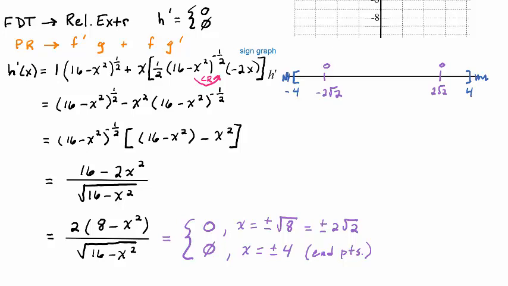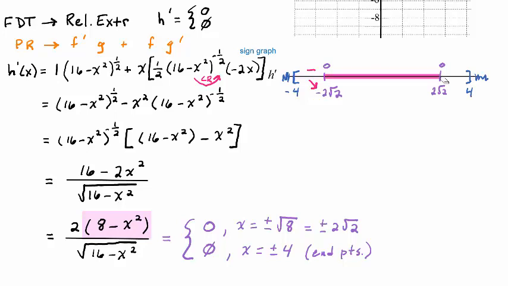So now we will pick some test points. In this interval, between -4 and -2 rad 2, we have a convenient test point of -3. Now we know the 2 will always be positive. We know this radical is always going to be positive because we're staying inside the domain. So really, to do our test points, we just have to plug into this factor. If we plug x is -3 in, then we would have 8 minus 9, which is a negative number. So the function will be decreasing there.